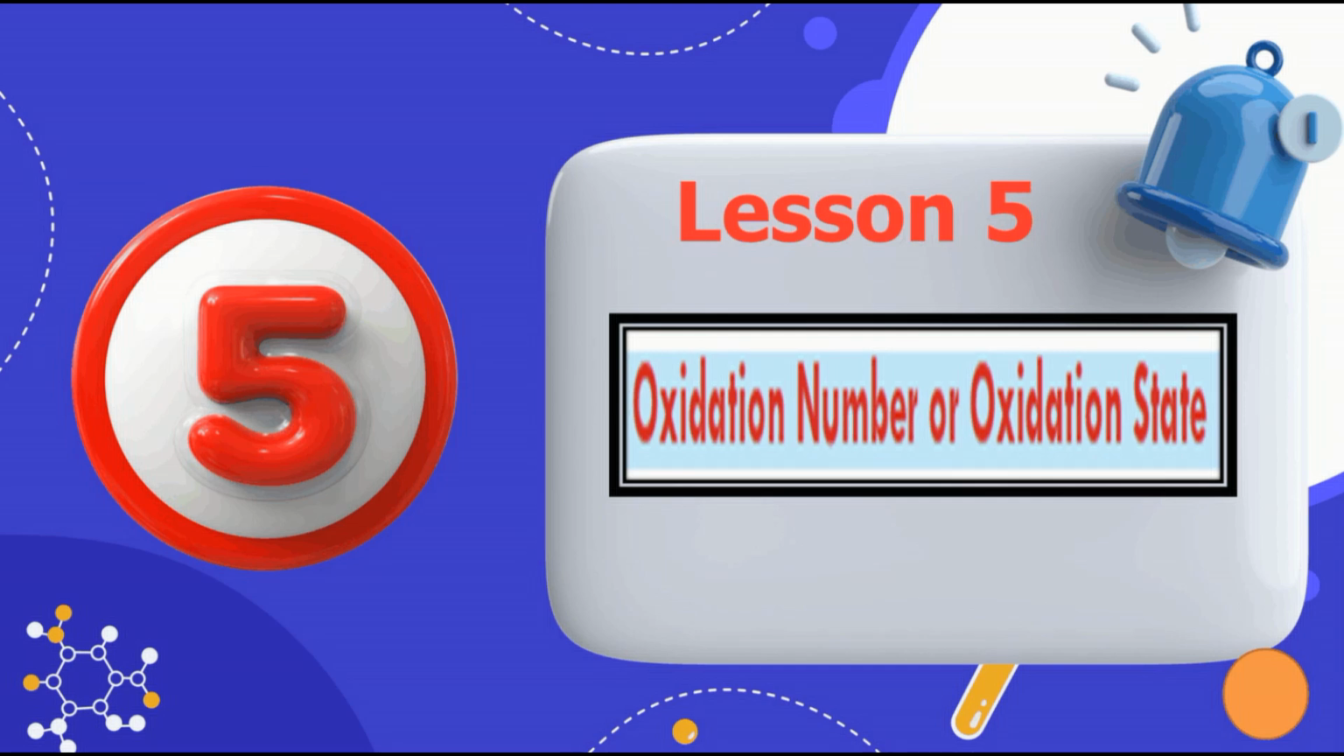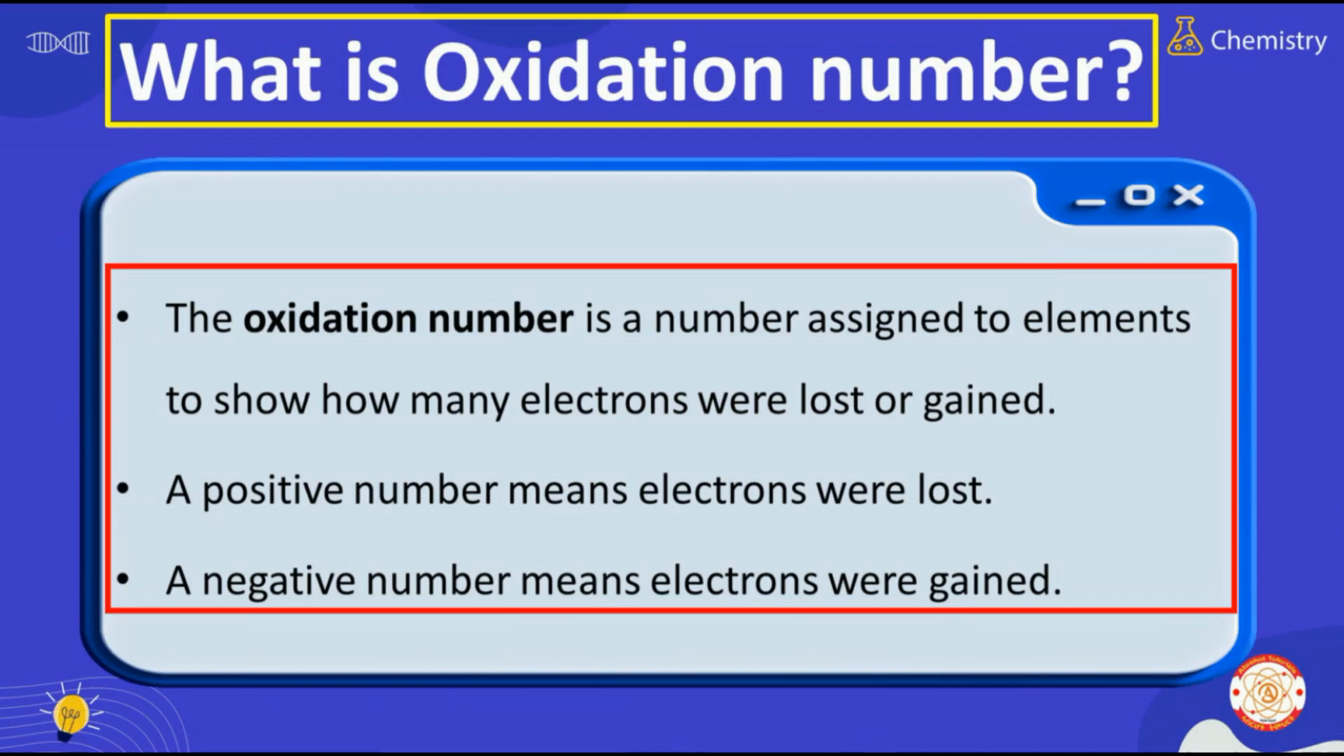Today we are going to learn about a very important concept in chemistry called oxidation number, or oxidation state. By the end of this lesson, you will be assigning oxidation numbers for compounds, molecules, and so on.